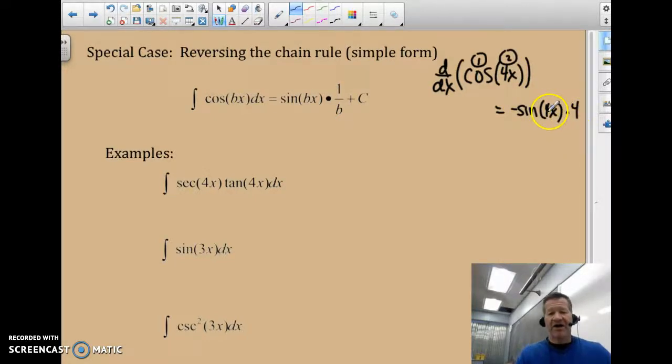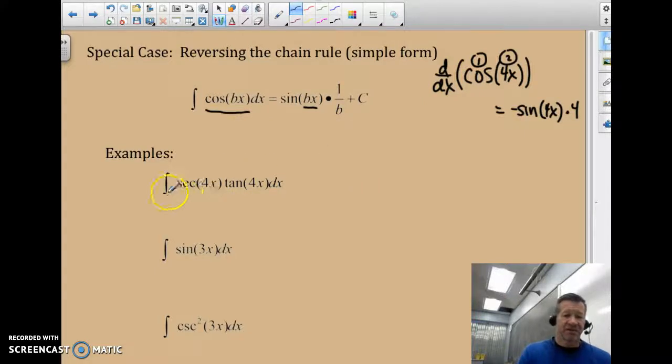Okay. Well, now I'm going the other way and finding the antiderivative. Instead of multiplying by the derivative of the junk, I'm going to divide by the derivative of the junk. So like if I had to find the antiderivative of this, the antiderivative of cosine junk is sine of junk. And then since the derivative of this junk is b, I have to divide by b before adding c.